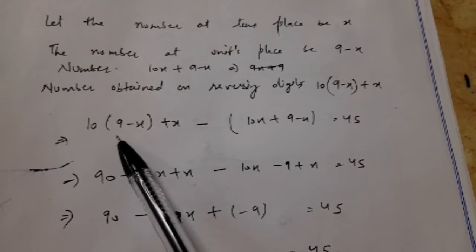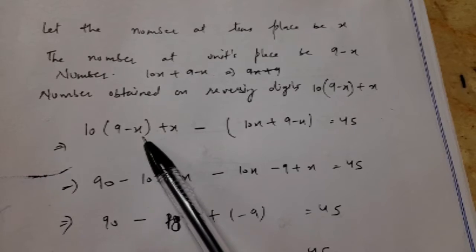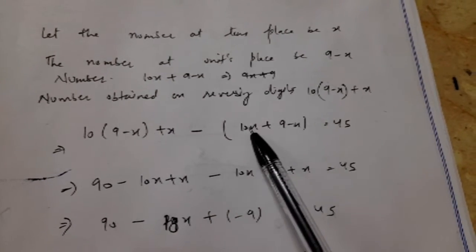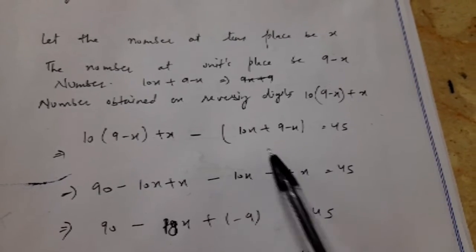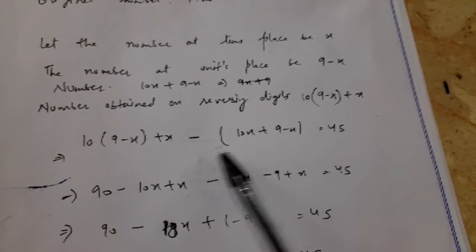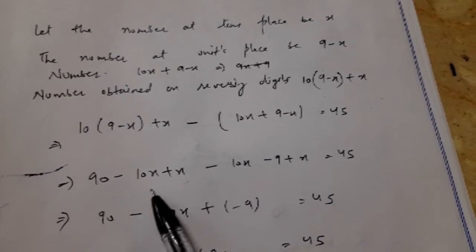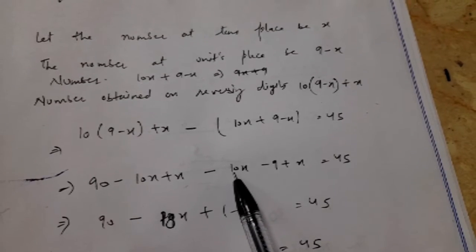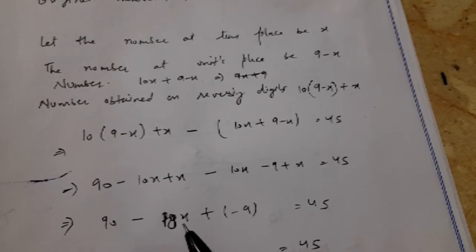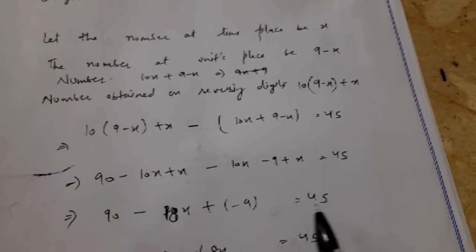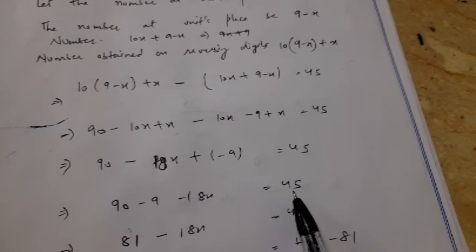Now do the calculations. 10 into 9 is 90, minus 10 into x, so 10x, plus x, minus 10x, minus 9, plus x, that is minus 9 and plus x, equal to 45. Now solve the equation. 90 minus 10x minus 10x plus x plus x, so minus 20x plus 2x is minus 18x, minus 9 equals 45. This is minus 18x. So 90 minus 9 minus 18x would be 45.